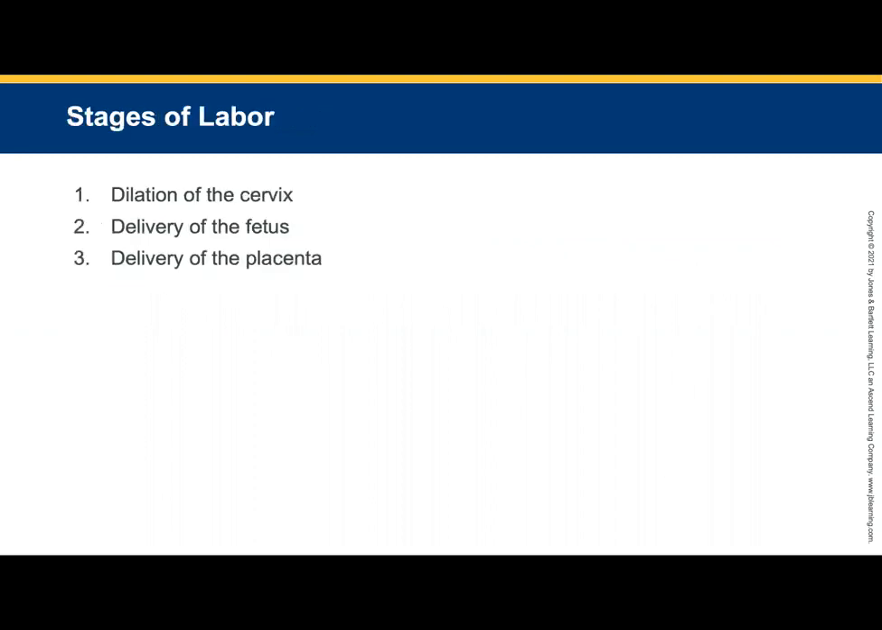So you have 6 stages of labor. The 3 stages. Well, maybe I read that wrong. On my screen, it says 6 stages, but I'm pretty sure there's only 3. So the 3 stages of labor are dilation of the cervix, delivery of the fetus, and delivery of the placenta. There's no 6 stages there.